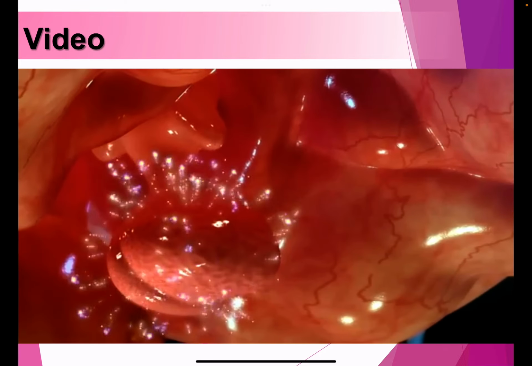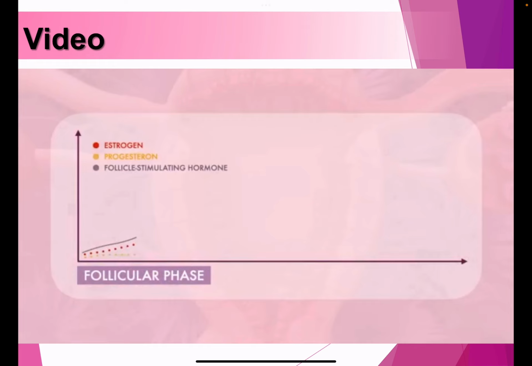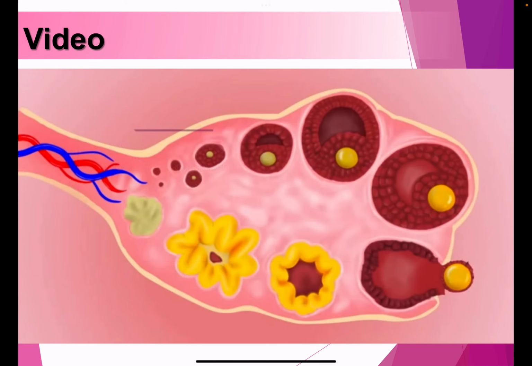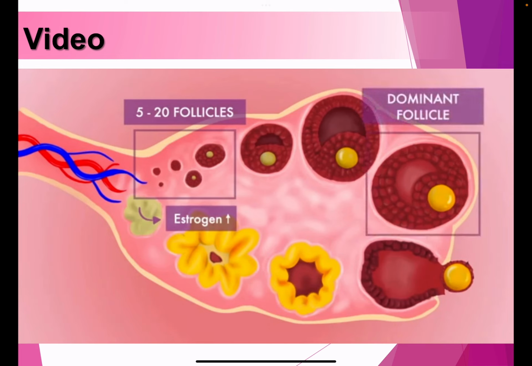About this time, the pituitary gland starts sending follicle-stimulating hormone to your ovaries, stimulating the development of 5 to 20 follicles in the ovaries. Each follicle contains an immature egg and produces estrogen. Soon, one follicle, only one, will begin to grow faster than others. This is called the dominant follicle.